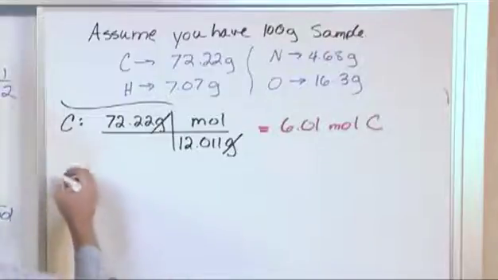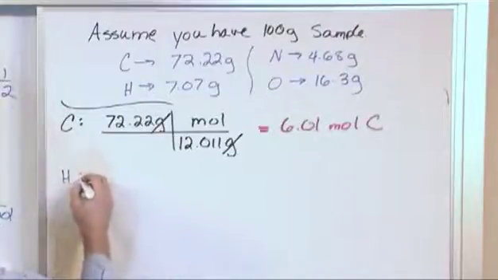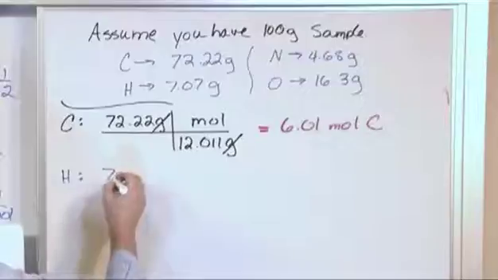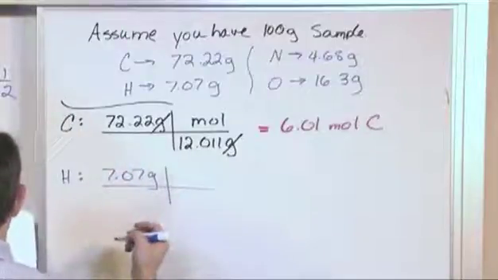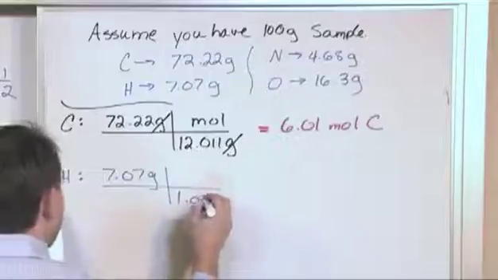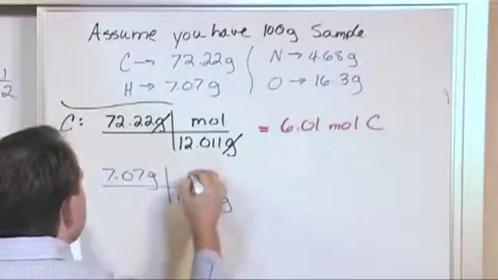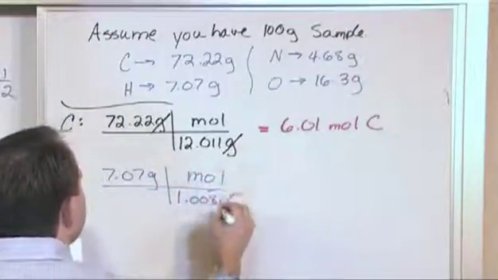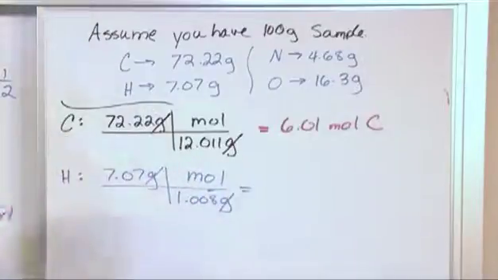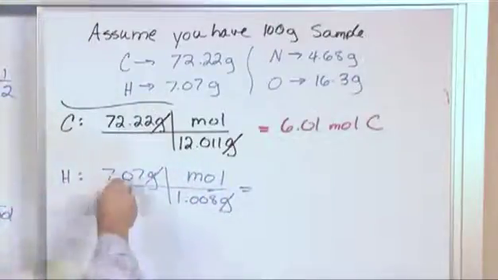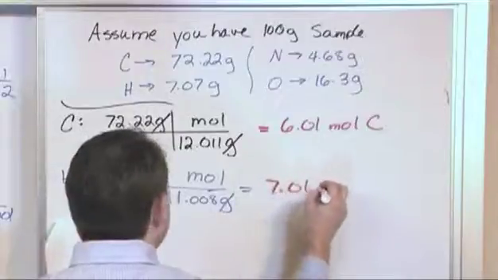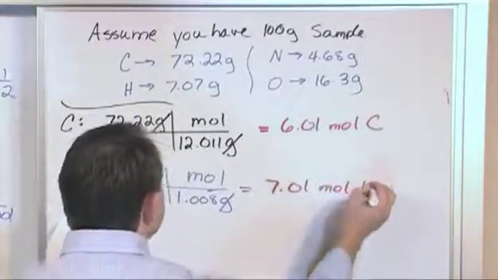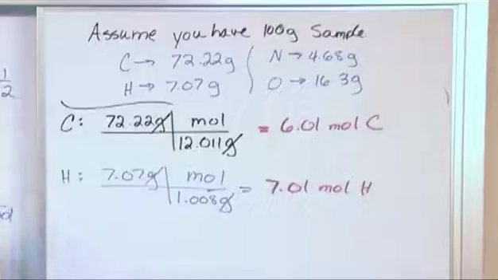Now let's go on and do hydrogen, the next one on our list. We have 7.07 grams of hydrogen. To convert it to moles, each mole is 1.008 grams per mole. Grams, of course, cancels with grams, and so I take 7.07, divide by this, and you get 7.01 moles of hydrogen.